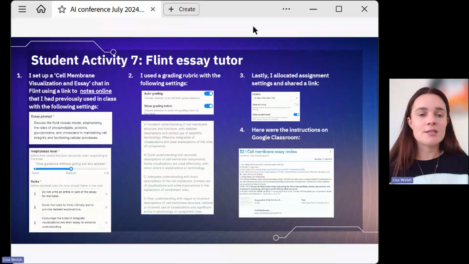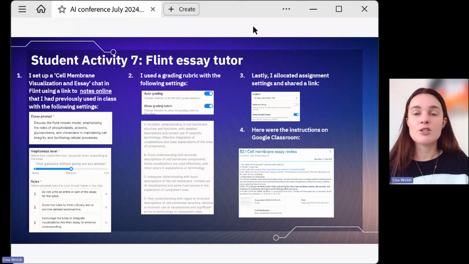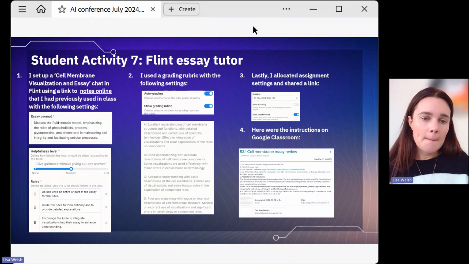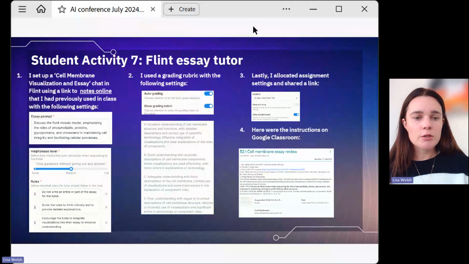There were a couple of things that I made different. I changed the helpfulness level. I was a little bit mean, and instead of full, I brought it down to medium. I changed the rules a little bit. The essay prompt contains a lot of detail.